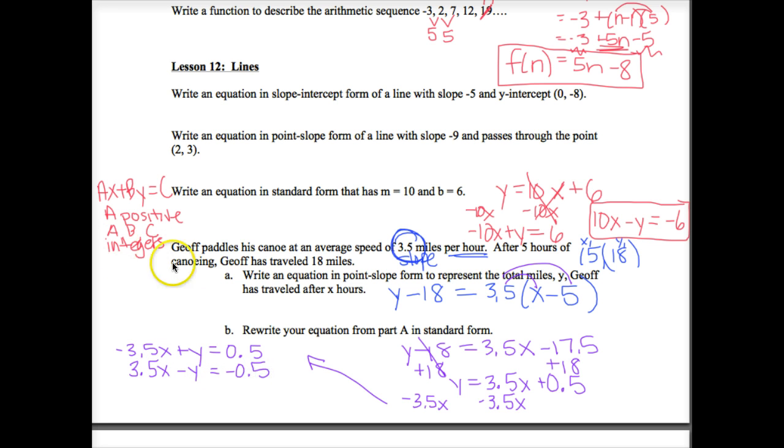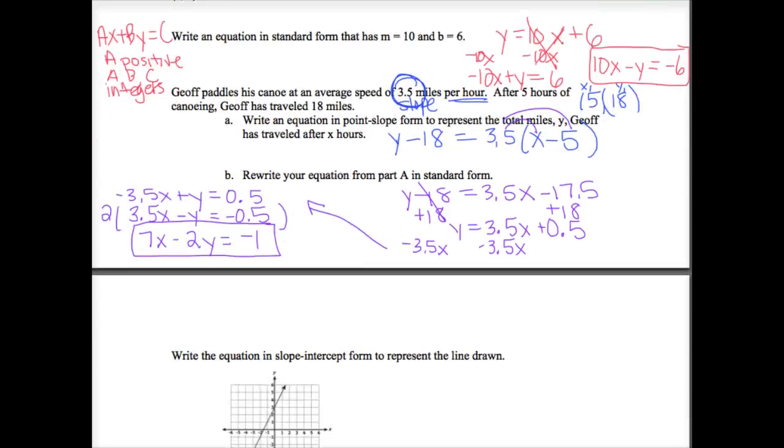Then I know A, B, and C have to be integers. These are halves, so those are decimals, which could also be fractions. The denominator would be 2, so that's what I multiply by. That's going to give me 7x minus 2y equals negative 1, and this now is in standard form. So remember that the slope-intercept, point-slope, and standard formulas are up on the board for you.